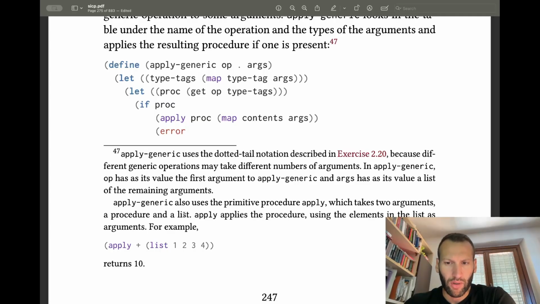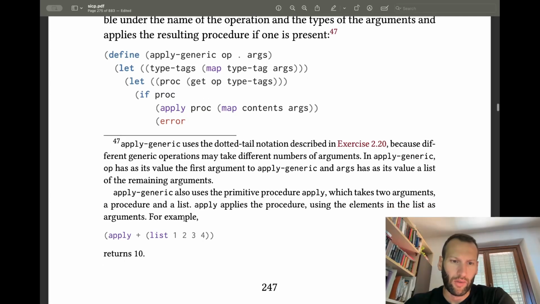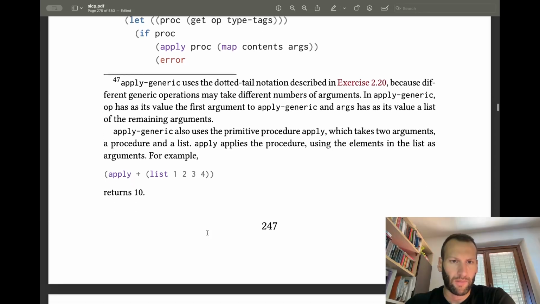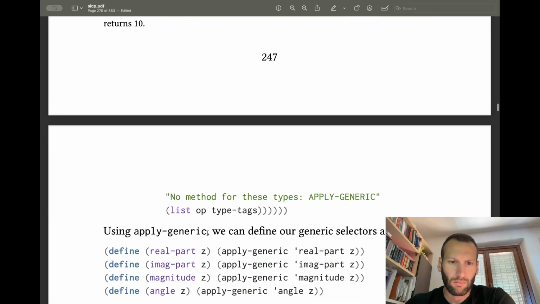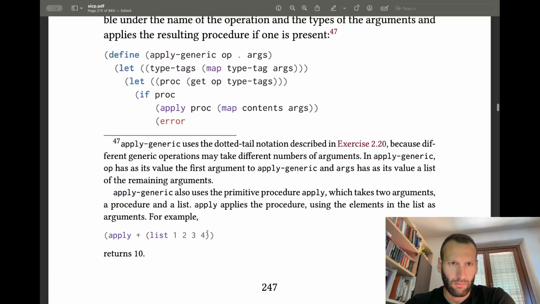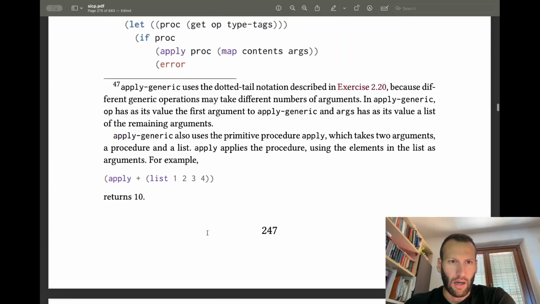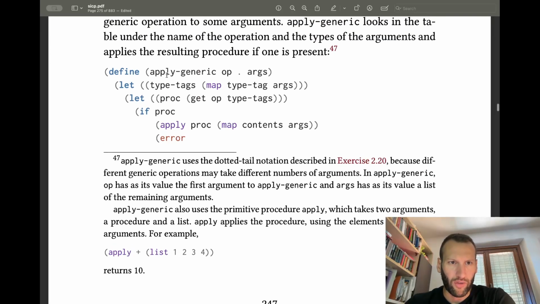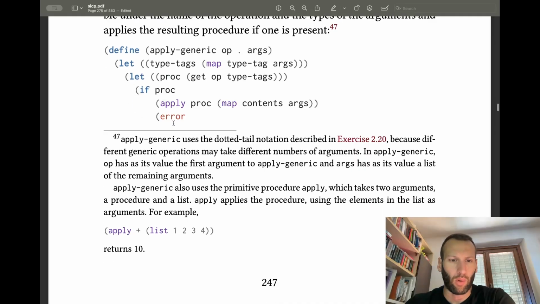Apply applies the procedure using the elements in the list as arguments. For example, here the operation is this sum, and the list is this list, and the value returned is simply the sum over the elements of this list. Okay, I see. I got the point of all these. I should go through the syntax and a few details, but I got the idea of the philosophy behind all this.